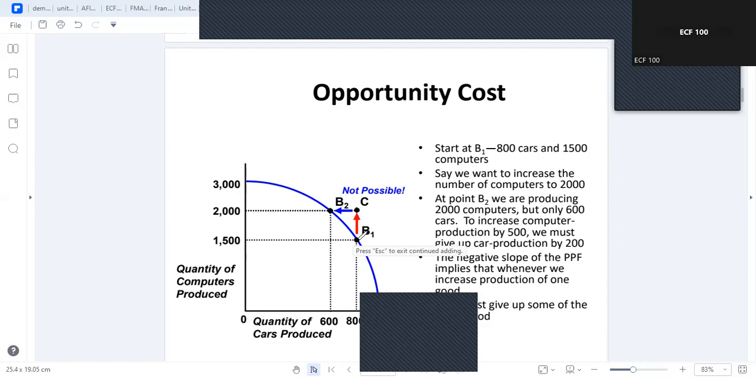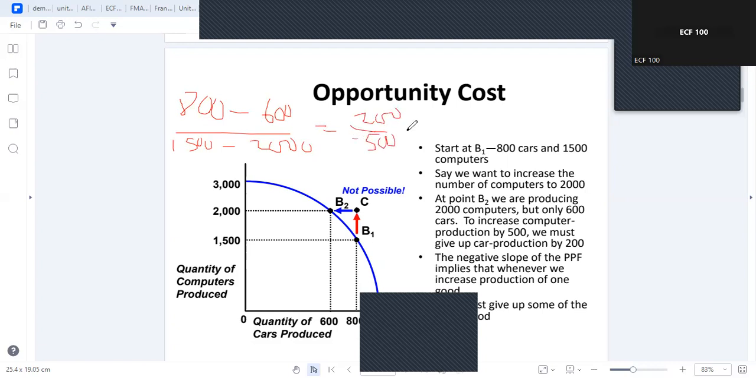So we're going to have what? 800 minus 600. Then we are going to have 1,500 minus what? 2,000. So here this will be negative 200 over 500. This is negative 0.4.